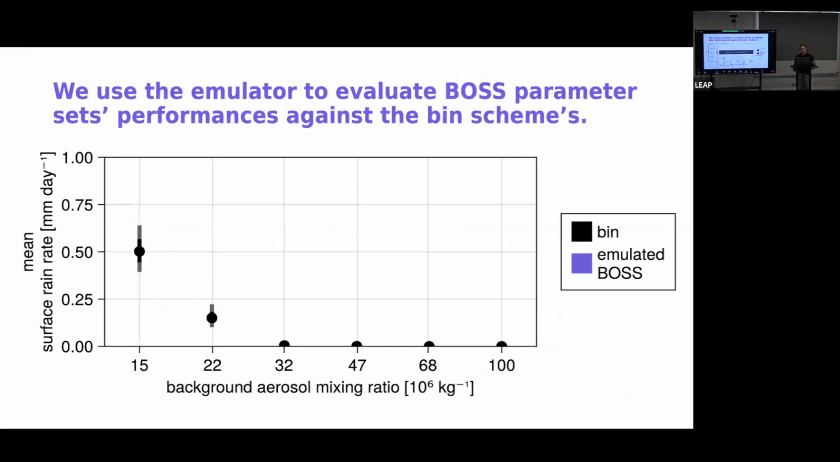So we can use the emulator to evaluate the BOSS parameter sets' performance against the bin schemes. Here I'll show one of our key metrics, which is the average surface rain rate, as a function of background aerosol mixing ratio. The black points are coming from the bin model, and the standard deviation is coming from dynamical variability, just the chaos of the dynamics evolving.